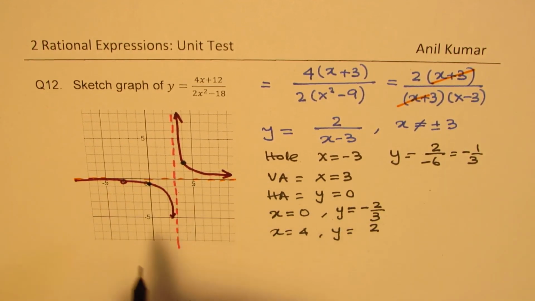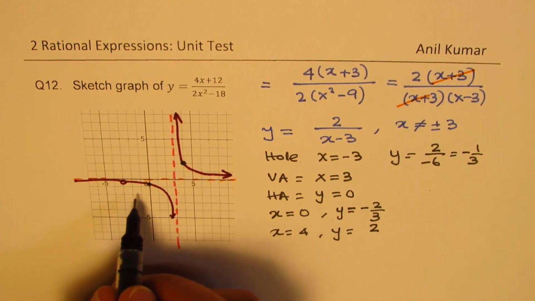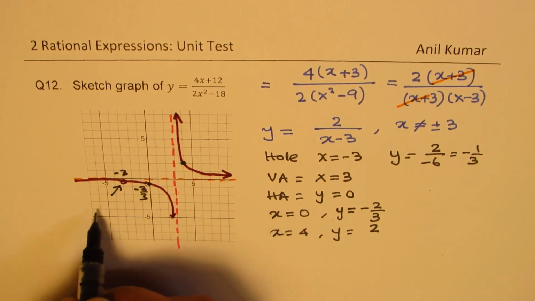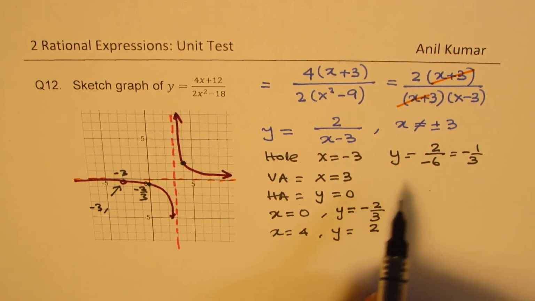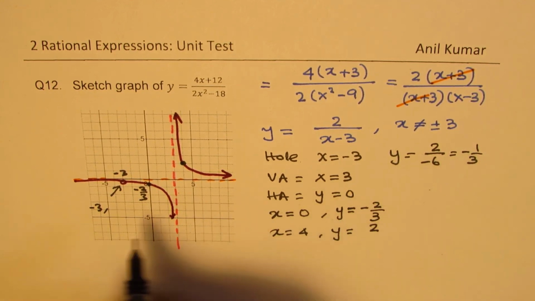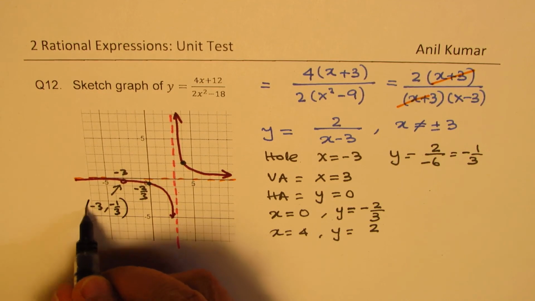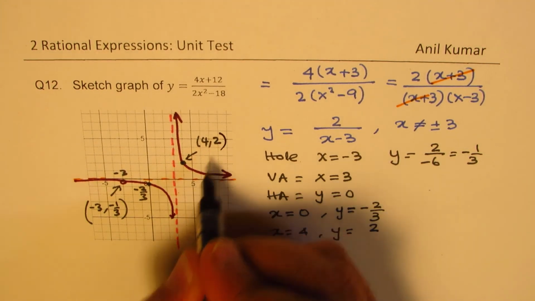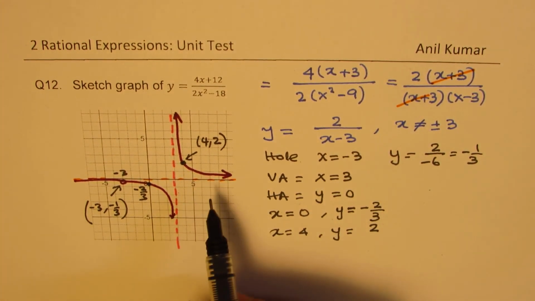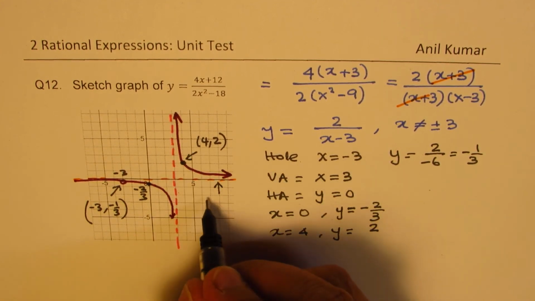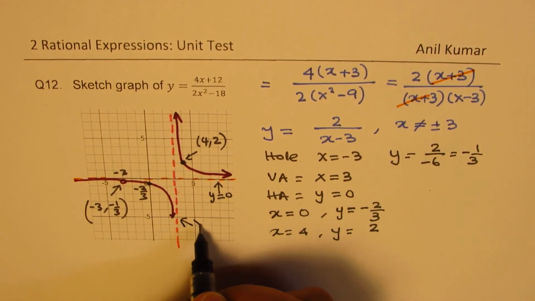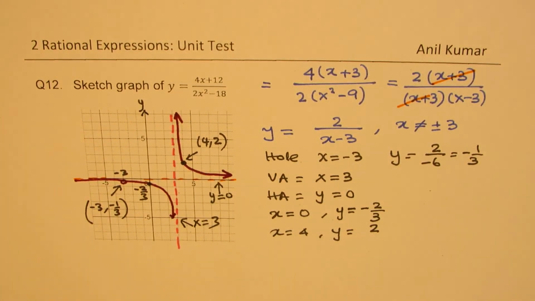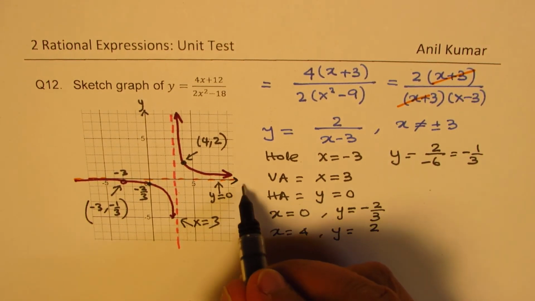So these points, that is the y-intercept. So we have y-intercept at minus 2 over 3. This hole is at x equals minus 3, and at minus 3, the value of y is minus 1 over 3. This point here is at 4. We calculate the y value to be 2. Correct? So these points help us to find this is y equals to 0 horizontal asymptote, and this is x equals to 3 as a vertical asymptote. So that becomes the graph for the given rational function, correct?